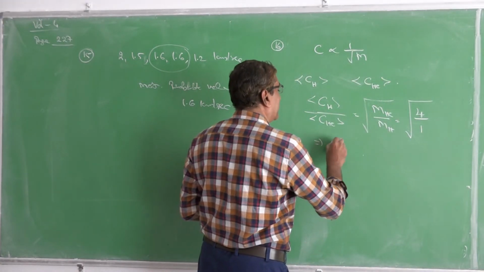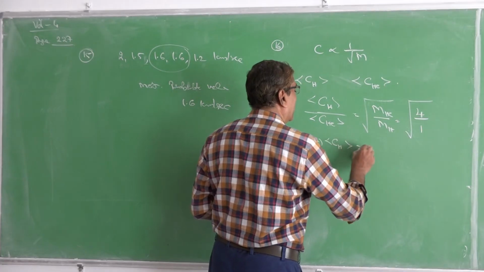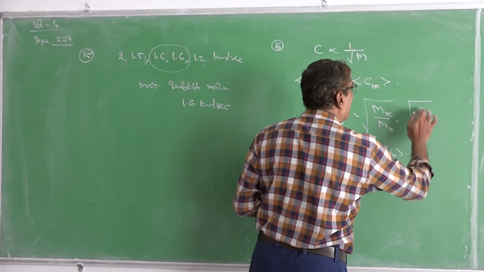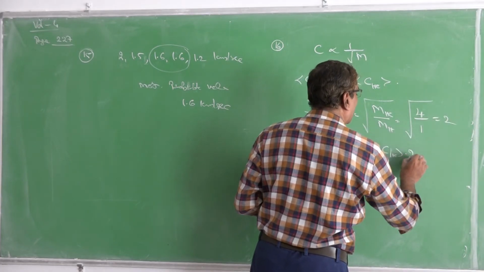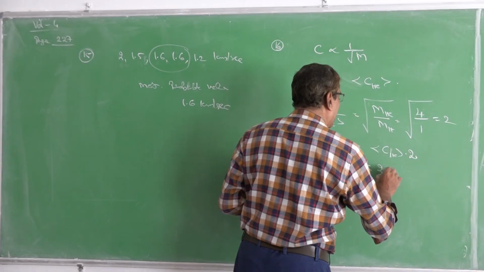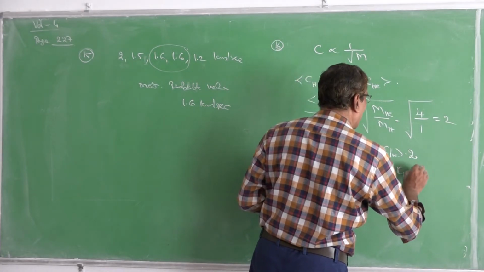So you can take the molecular weight as 1. So this implies CH average is equal to CHE into square root of 4, which is 2. So CH is twice the average velocity of helium.